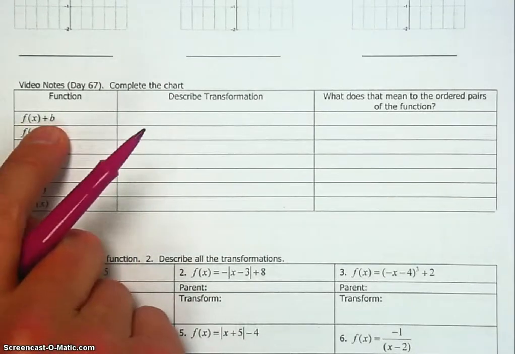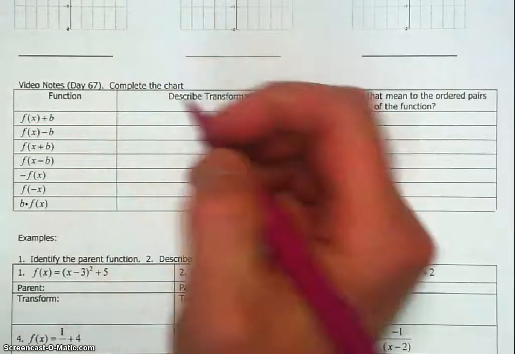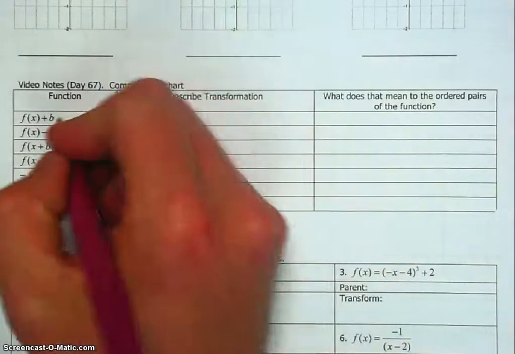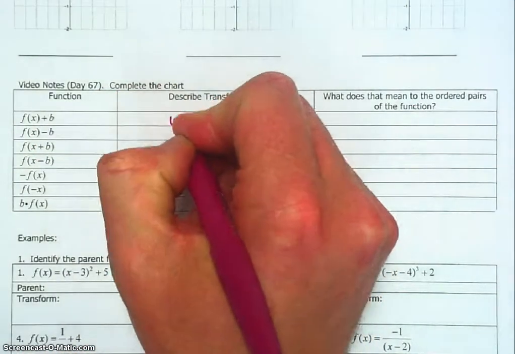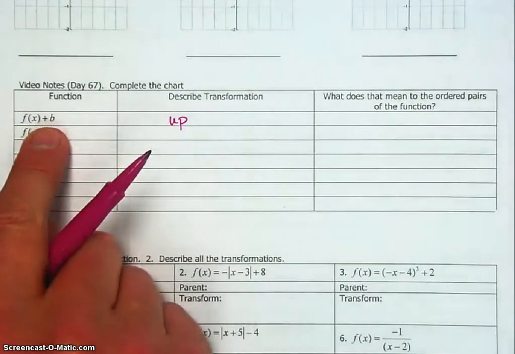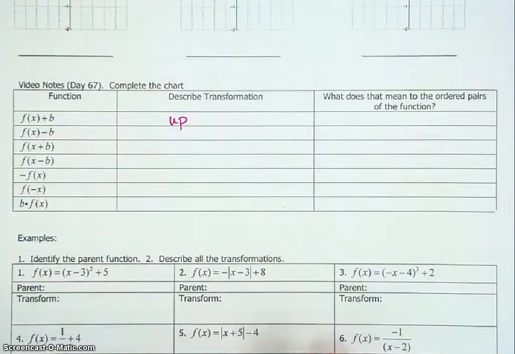So if I have the function plus b, which means b is outside of the function, what that means is I'm going to move the function up. If I add b here, that's going to move the function up. And how far up? Well, it depends on b. If b is 5, it'd move it up 5. If b is 2, it'd move it up 2. So up b units is essentially what it's going to do.